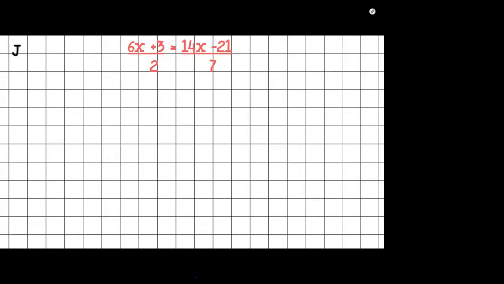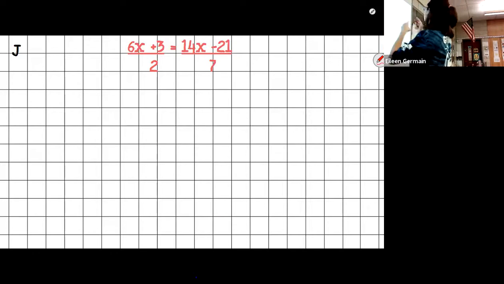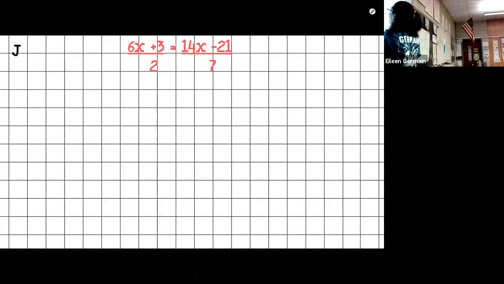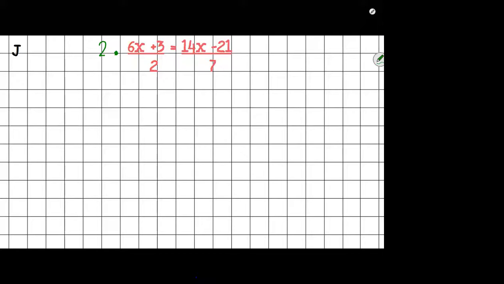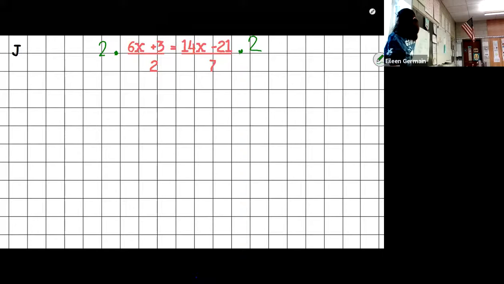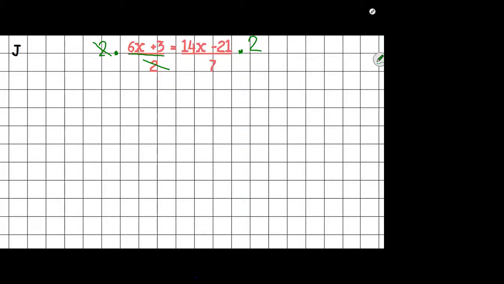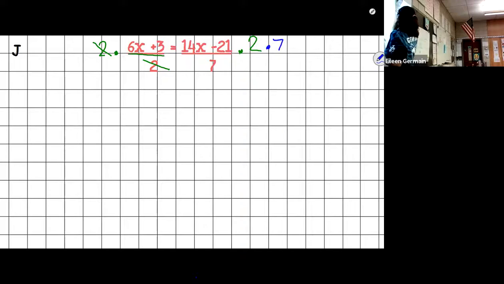I would multiply 2 by the denominator. On which side? 6 times, or 6x plus 3. So you're saying on the left side, you would multiply by 2? Yeah, and then do the same thing on the right. Okay, so you'd multiply by 2 on the right side, because to cancel out this denominator of 2, we can multiply both sides by 2. And then how would you cancel out that 7? Multiply by 7. You can multiply each side by 7 as well.